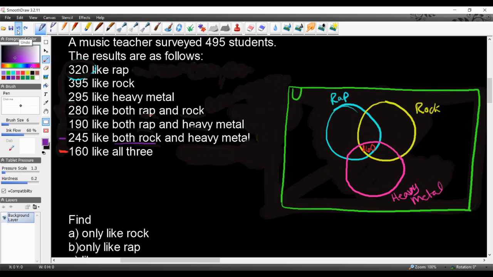Okay, I'm going to get rid of that so it doesn't look too crazy. For this one, I'm going to subtract 245 minus 160, and that should give me 85. So this number is 85. Okay, we're going to use the same method to calculate the next one. We have 190 students who like both rap and heavy metal. So we now have the blue circle and again the pinkish circle down here. We're looking at this piece now because that's where these two circles overlap each other.